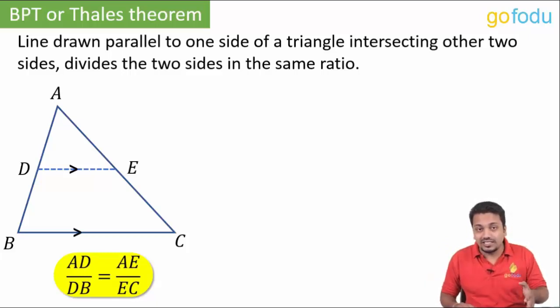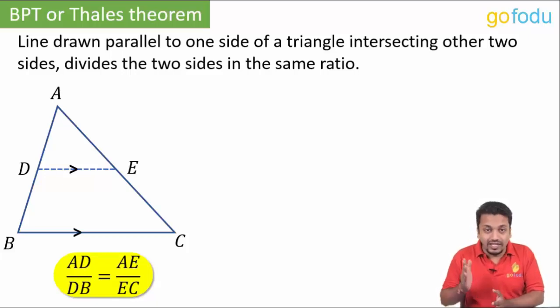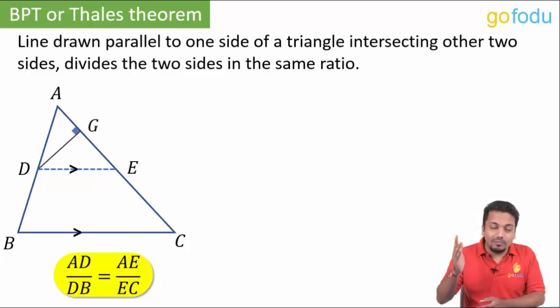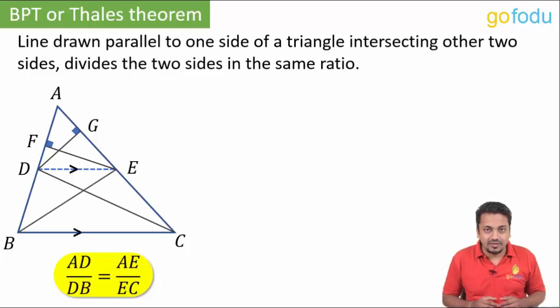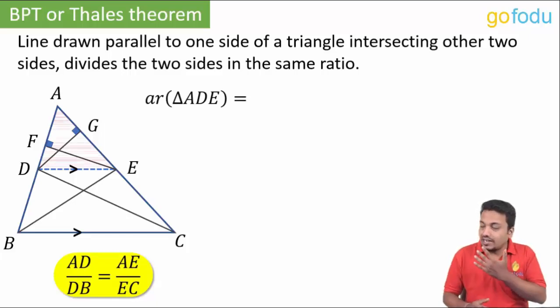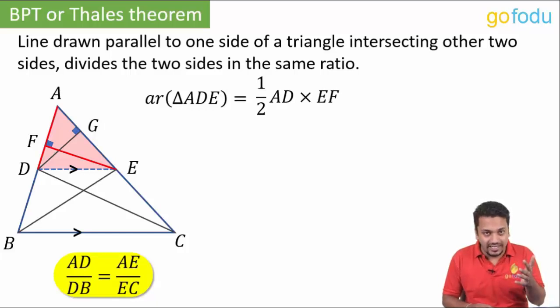Constructions make things easy. So here, from D, drop a perpendicular to AC, meeting it at G. Join DC, and from E, drop a perpendicular to AB at F, and join EB. Now area of triangle ADE. Look at triangle ADE. Its area is half base AD into altitude EF.